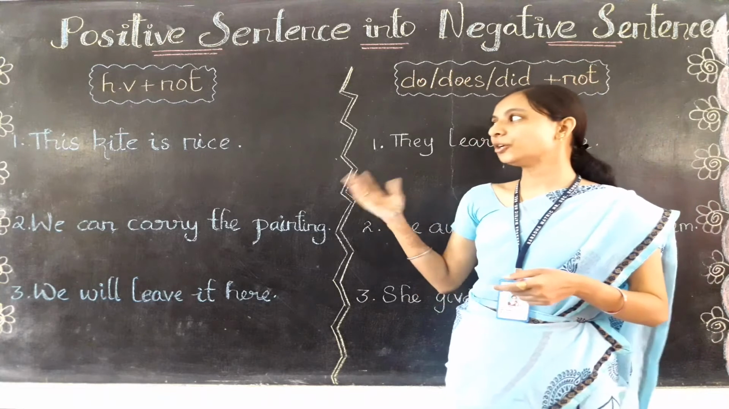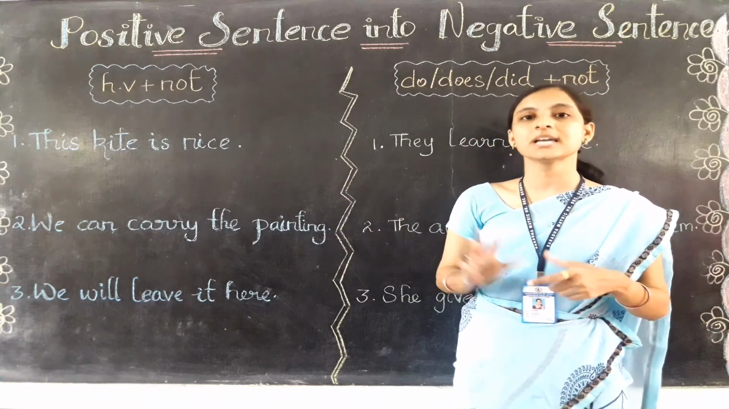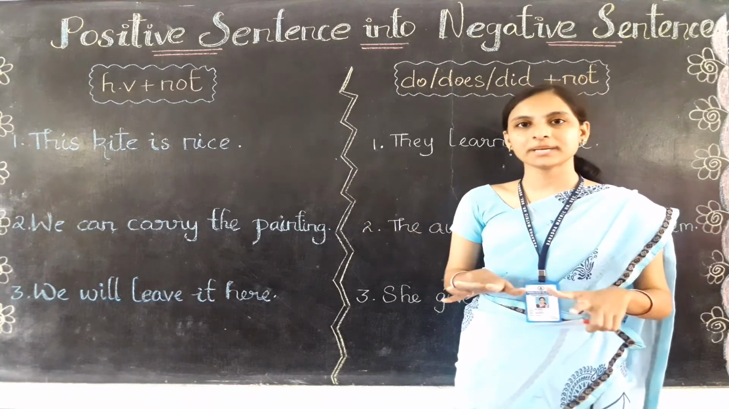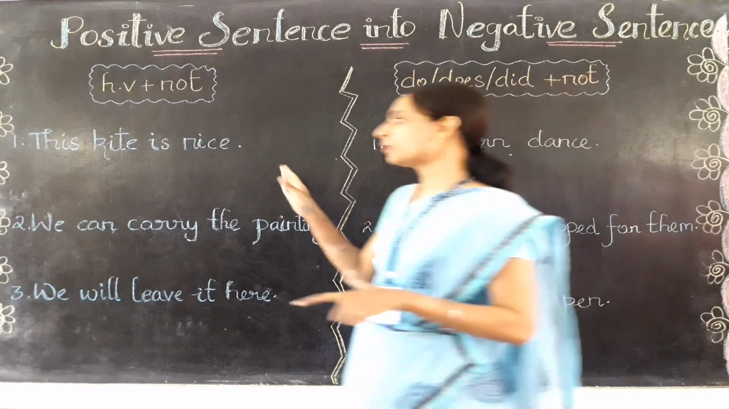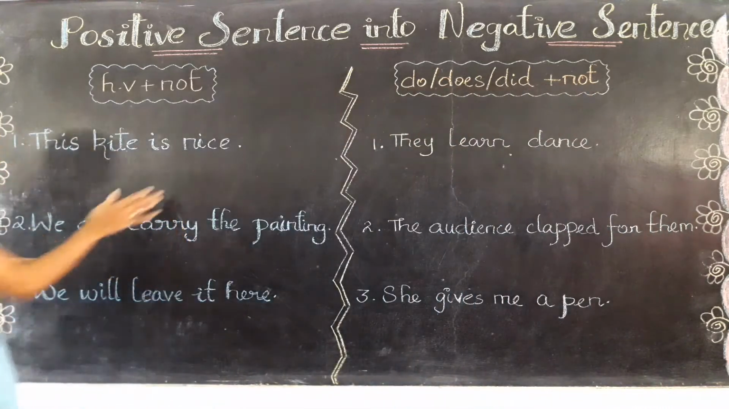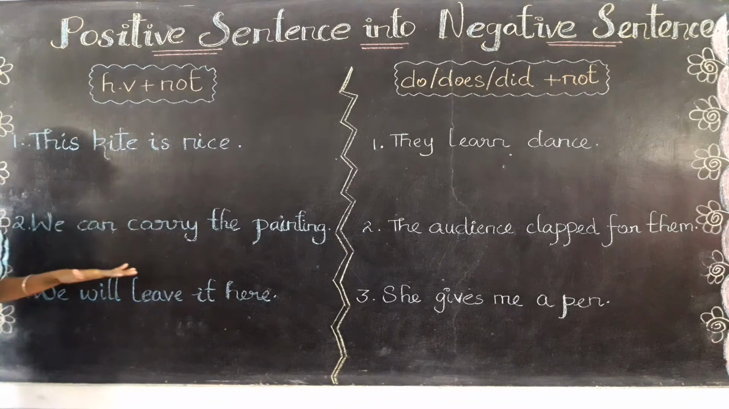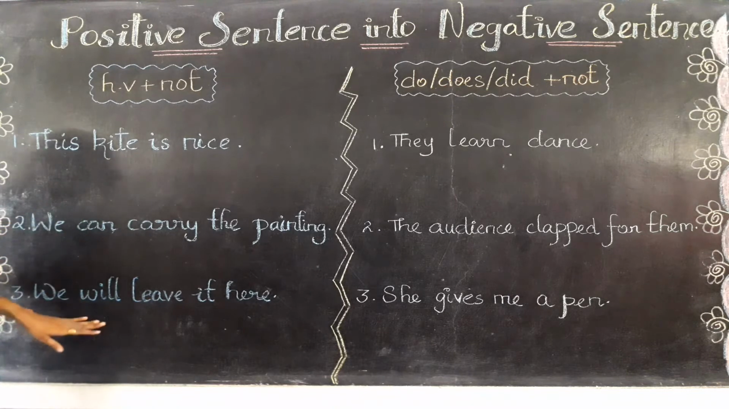Okay, so let's start doing this exercise. Here I have written 6 sentences. Now you need to check whether each sentence contains a helping verb or not. Shall we start doing it? Let's do these 3 sentences first. All these 3 sentences come with a helping verb. You can see is, can, will.